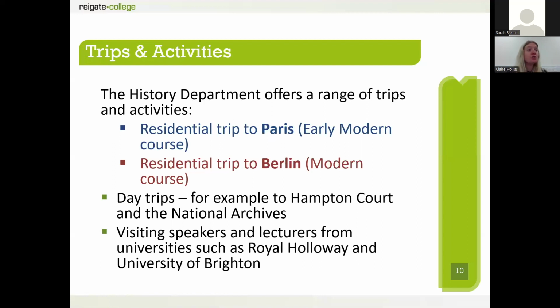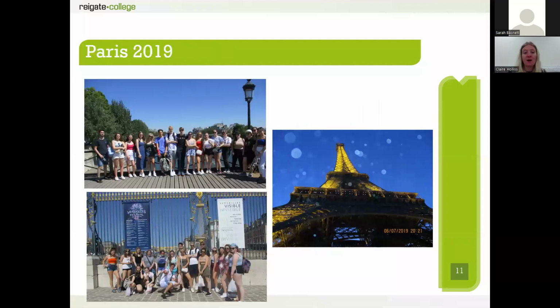We're also running a new trip to support the coursework. So we're going this October for the first time up to Manchester, just to go to the People's History Museum, some of the sites to do with the suffrage movement, because that comes up in both courses as well. So that's a new trip that we will be running, all things being well. We have regular visiting speakers and lecturers from universities like Royal Holloway and the University of Brighton to come in and speak about areas of expertise relevant to your courses, and also to give you a bit of an idea about studying history at university too. So just to give you a bit of a flavour.